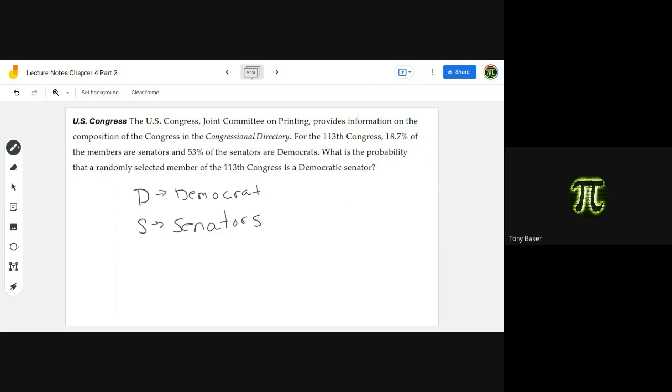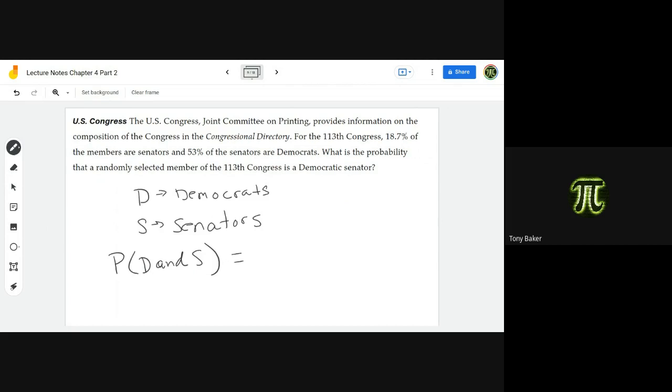All right. So it's Democrats and senators. Those are the two events. And we want to know the probability that it is a Democrat and a senator. So a D and S. That's what we want.